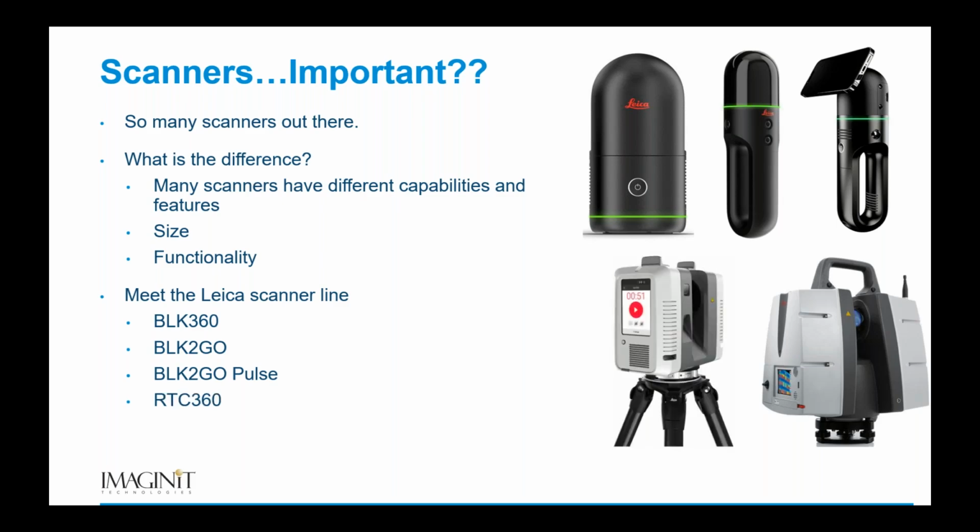Next one, RTC 360. Once again, tripod-based scanner. We set it down. Very quickly, it collects data, and we're on our way. Very similar to the BLK 360, with the exception that it collects more data faster, and the density of the scan is tighter, and the accuracy of the scan is tighter, a tighter tolerance.